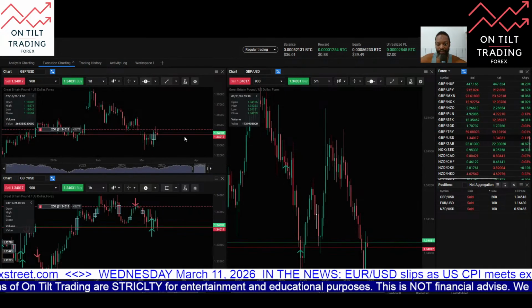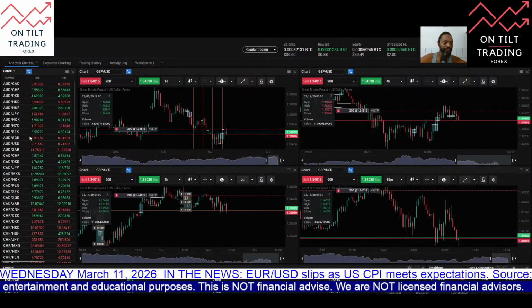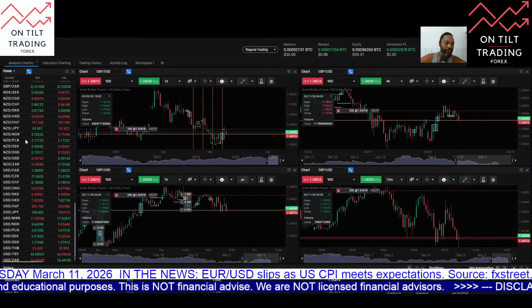Pound dollar seeing a bit of a return to the sell side there. Kiwi dollar.